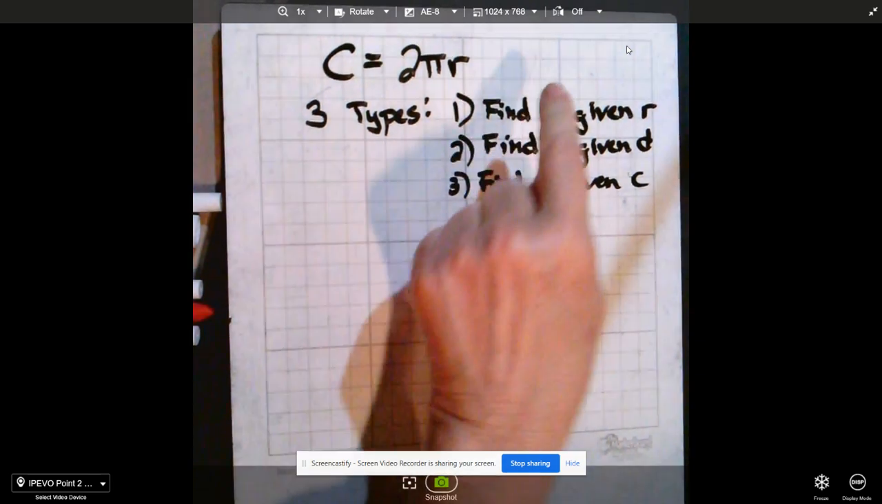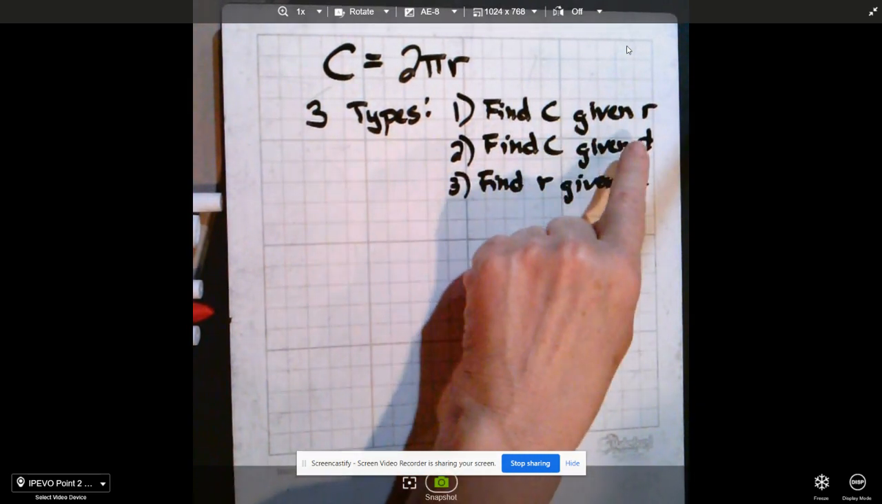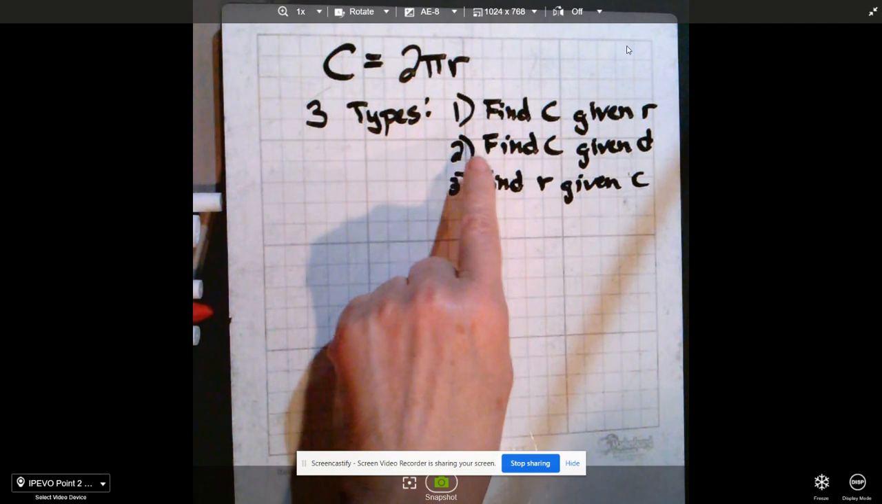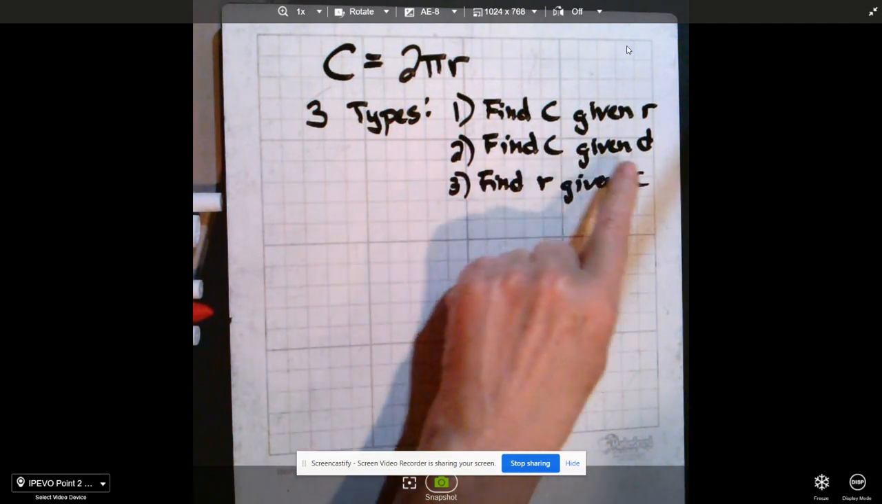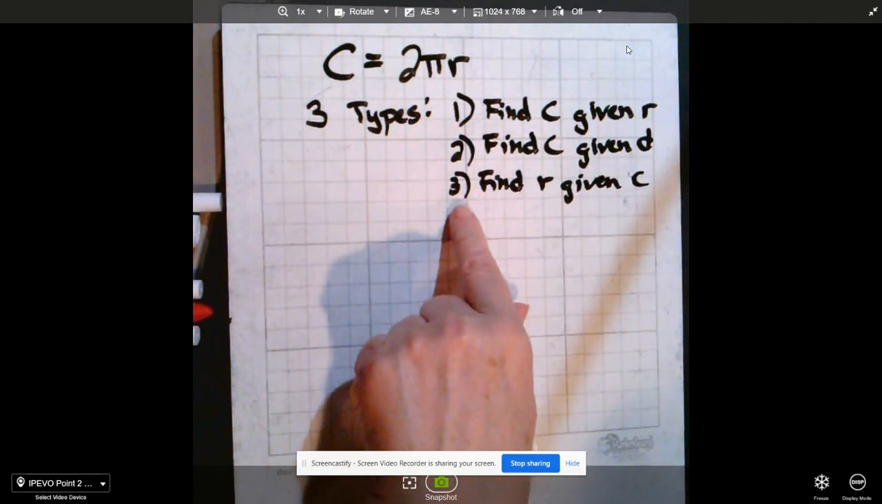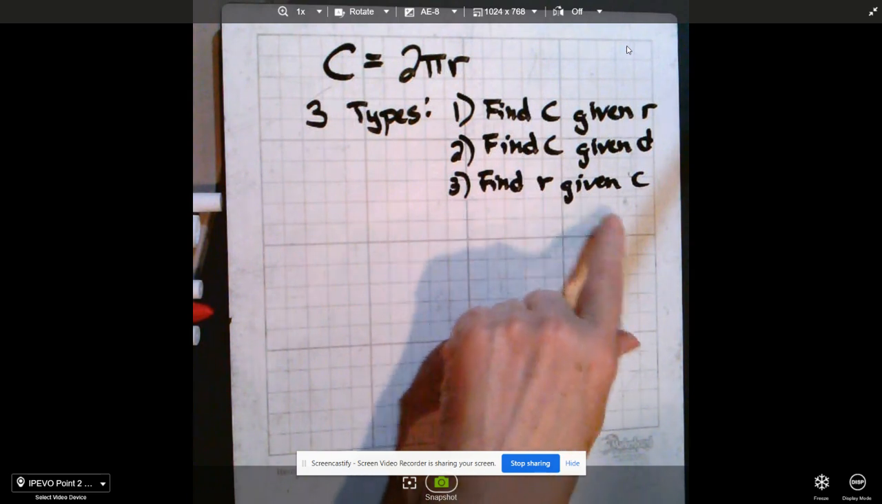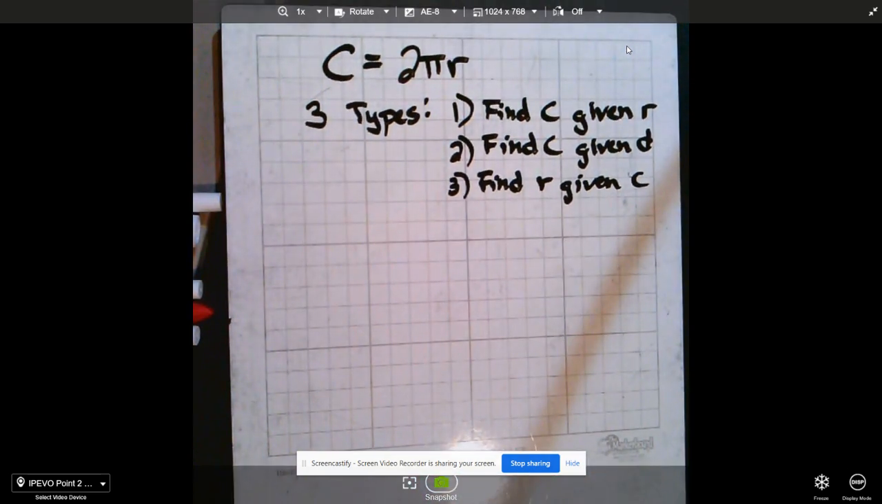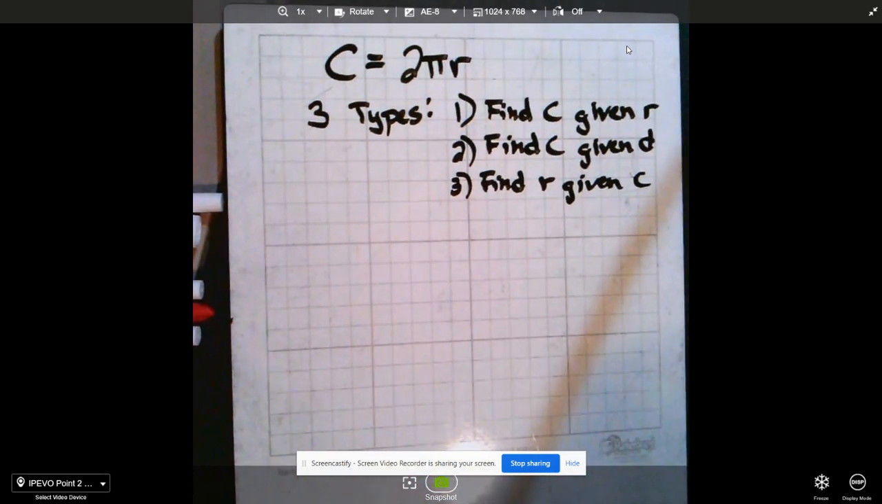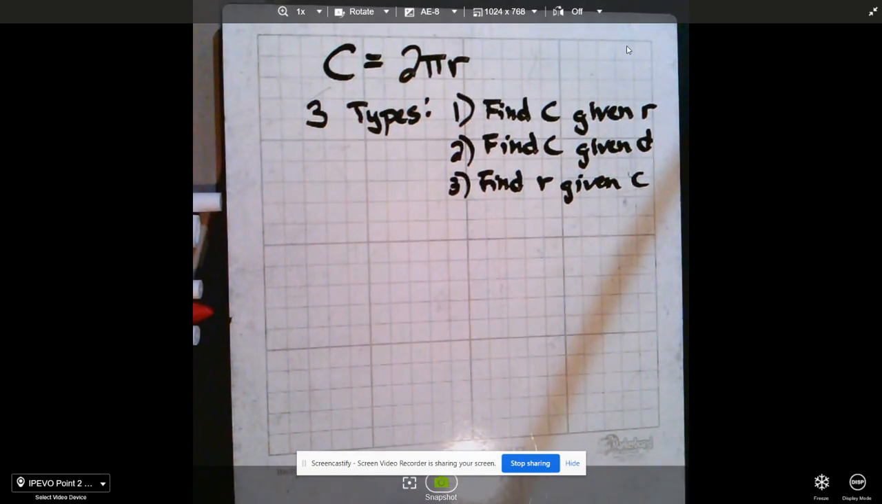The first type is you are finding the circumference given the radius. The second type is you're going to find the circumference given the diameter. And the third type is you're going to find the radius given the circumference. And on the worksheet, I've given you one example of each for you to follow. But let me go through it.